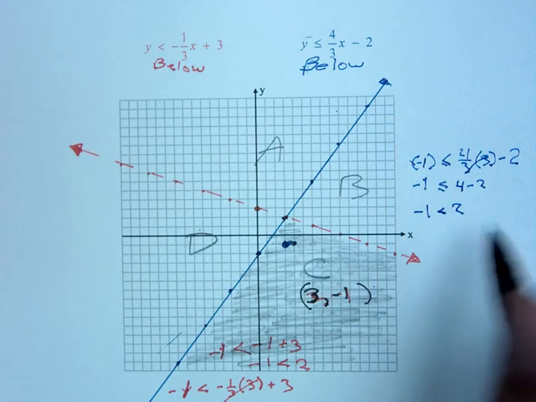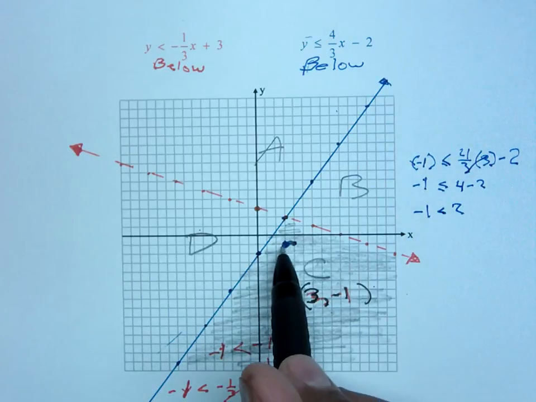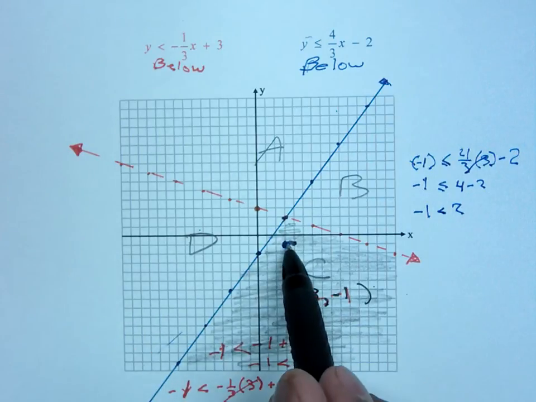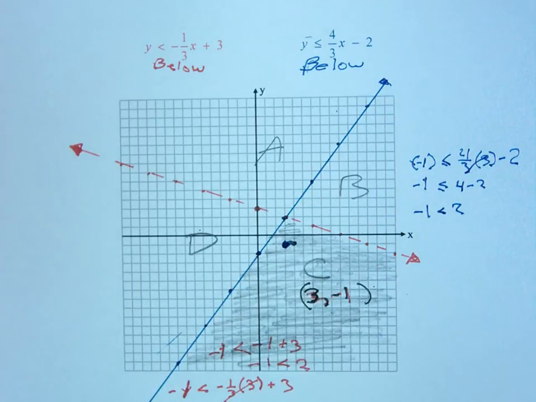Of course it is. So this point, when we substituted its coordinates into both inequalities, gave us a true statement. So we can be confident that this point lies in our solution, and so does every other point in this shaded region. So this shaded region is the set of solutions. Any point in this region would satisfy both of these inequalities. That's our solution.